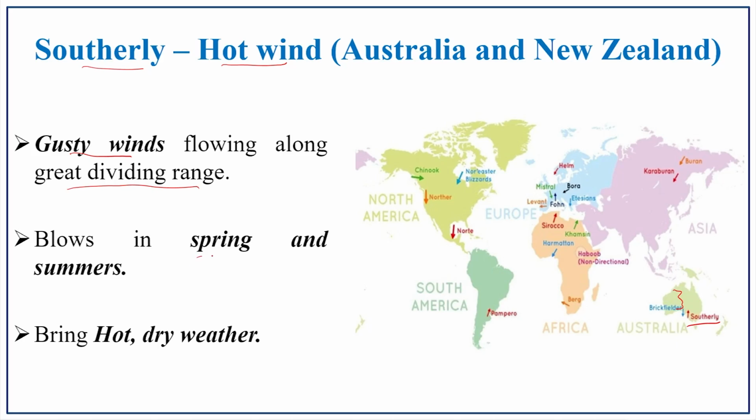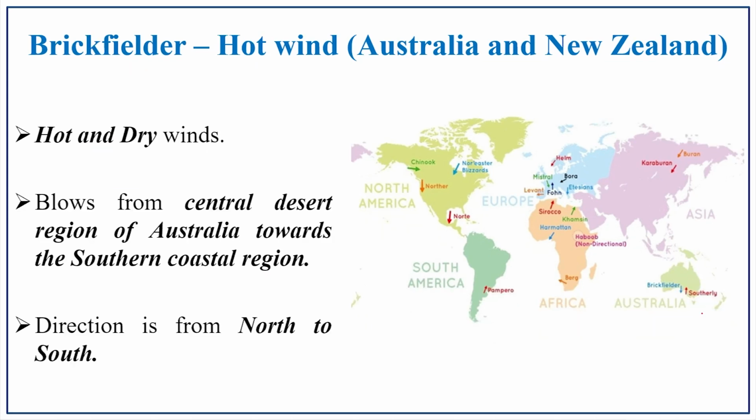This wind blows in spring and summer season. It brings hot, dry weather conditions in that particular locality. The next is the brickfielder. The brickfielder is again a hot wind. It is also dry in condition. It is blowing in the central desert region of Australia towards the southern coastal region.